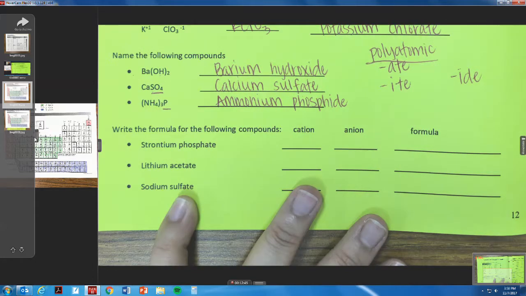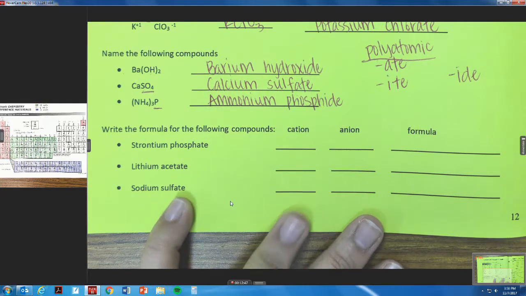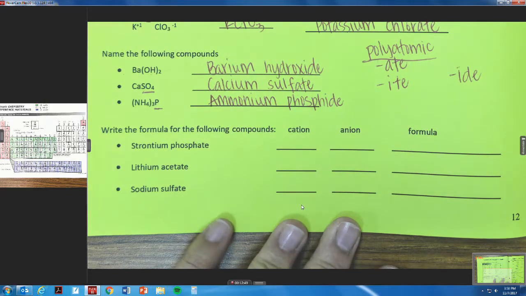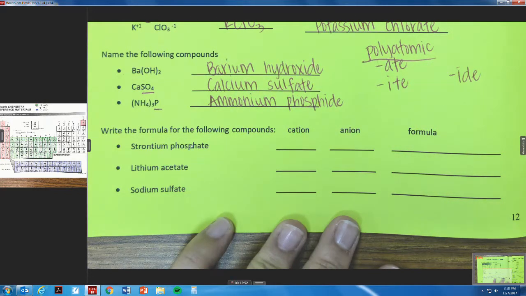Okay, so let me close this, make this a little bit smaller. Okay, so strontium and phosphate. Which one is going to be your cation? Which one's going to be your anion? And then we have to make a formula.